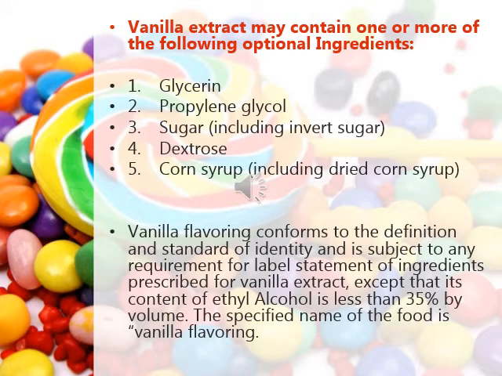Vanilla extract may contain one or more of the following optional ingredients. Number 1, glycerine. 2, propylene glycol. 3, sugar, including inverted sugar. 4, dextrose. 5, corn syrup, including dried corn syrup. Vanilla flavoring conforms to the definition and standard of identity and is subject to any requirement for label statement of ingredients prescribed for vanilla extract, except that its content of ethyl alcohol is less than 35% by volume. The specified name of the food is vanilla flavoring.